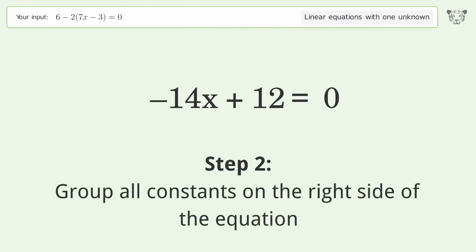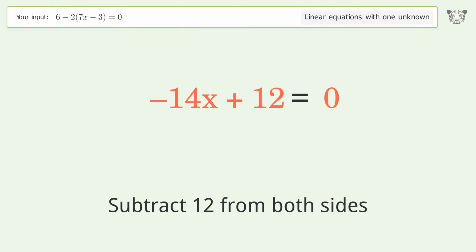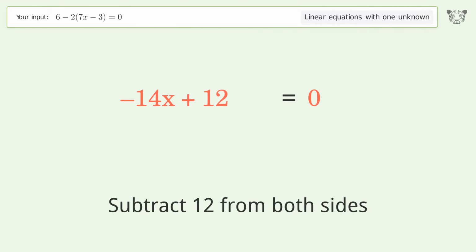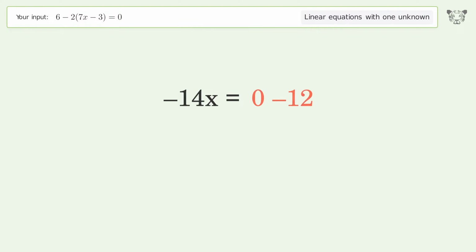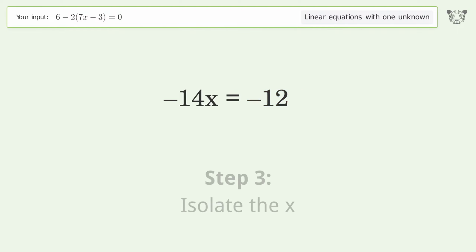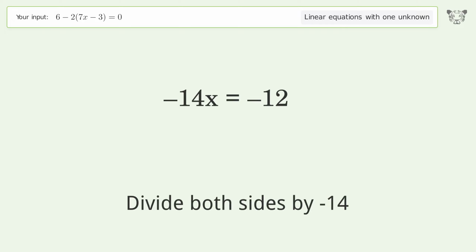Group all constants on the right side of the equation. Subtract 12 from both sides. Simplify the arithmetic. Isolate the x. Divide both sides by -14.